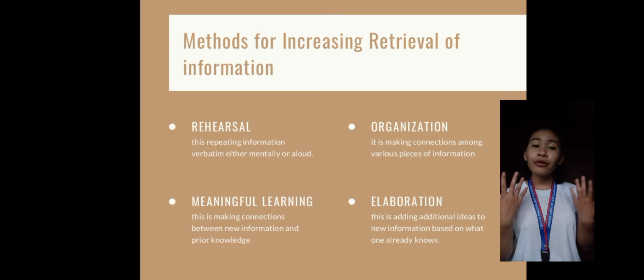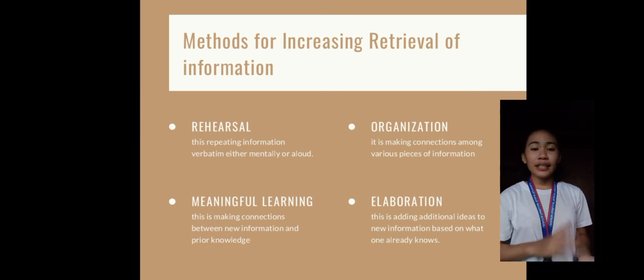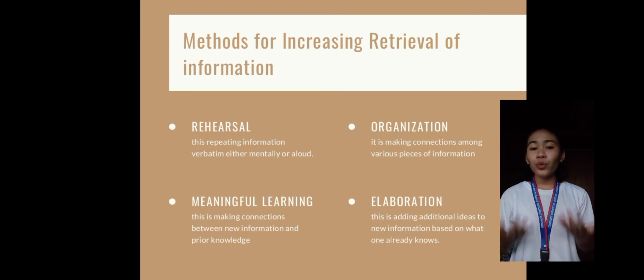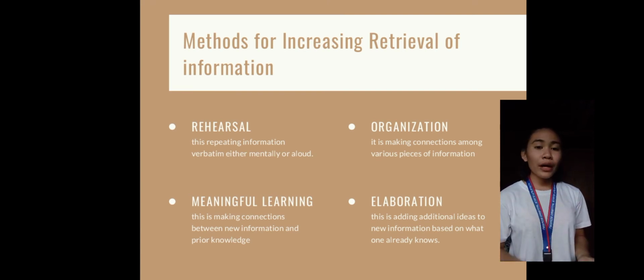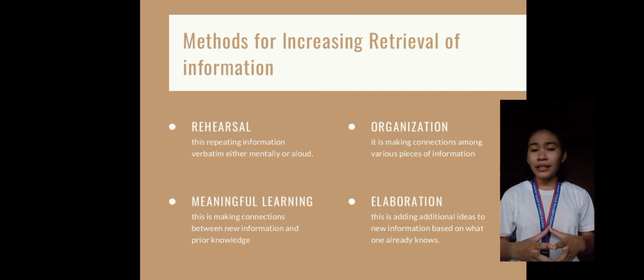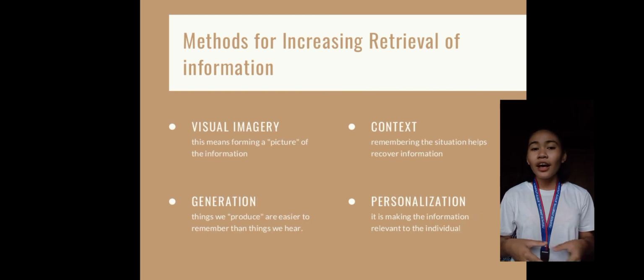So the next, elaboration. This is adding additional ideas to new information based on what one already knows. Example, you knew about cancer, but you just recently learned about its causes. When you add some ideas, it will serve as its key point. And when you encounter those, it is easier for you to remember. And then, visual imagery. This means forming a picture of the information. Example, your younger brother asks you what an apple looks like, and you describe it to him. So our minds are having the image of an apple.